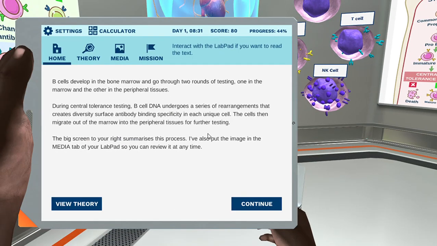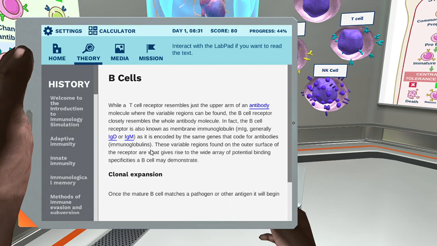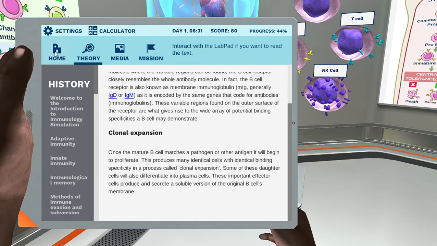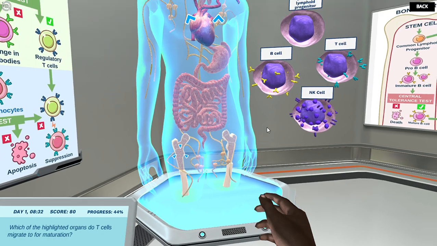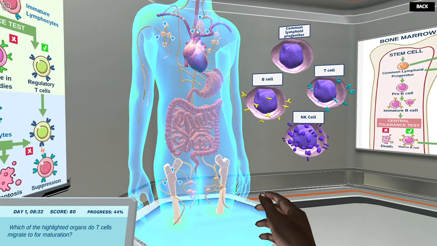B cells develop in the bone marrow and go through 2 rounds of testing, one in the marrow and the other in the peripheral tissues. During central tolerance testing, B cell DNA undergoes a series of rearrangements that creates diversity in surface antibody binding specificity in each unique cell. Which of the highlighted organs do T cells migrate to for maturation?